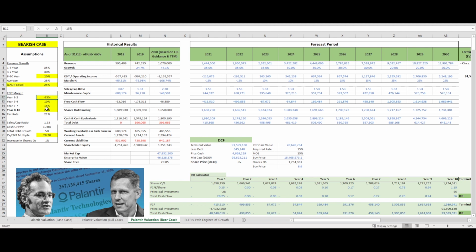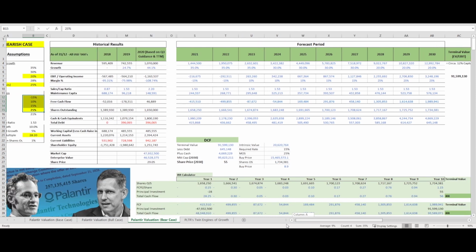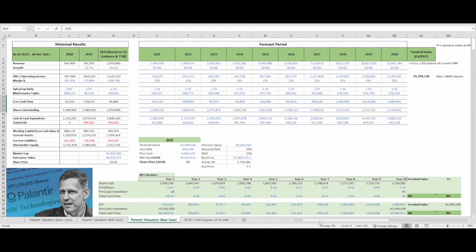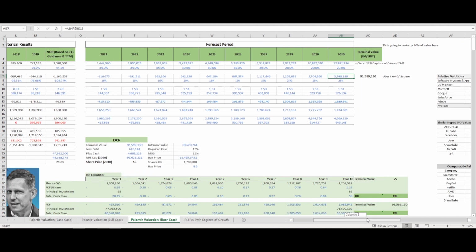EBIT margin here, we've changed the EBIT margin. So the main thing here is we're saying they're never going to reach that target operating margin of 35% at all. This bear case is saying it's going to get to 25% as the maximum in year 10, only giving us an EBIT of only 3 billion in 2030. Terminal value based off of that would be about 90 billion.